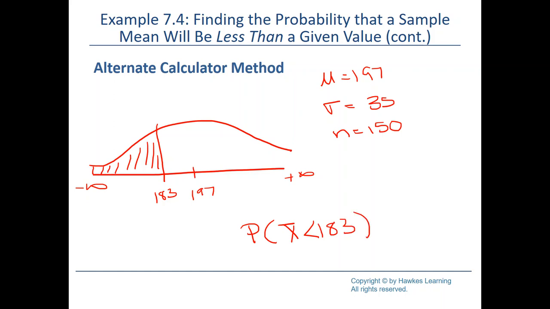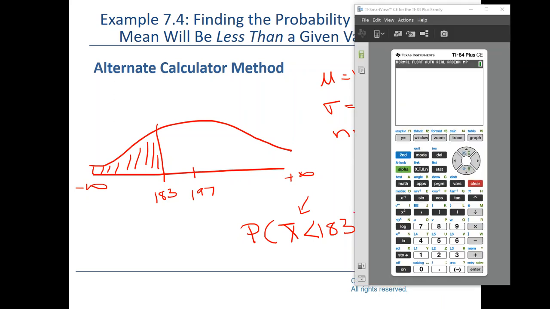Because I'm looking for this part right here, which is that X bar, not an X, just an X bar, when I use my calculator, let's pull up the calculator. Since we're looking for X bar here, it's still second vars and number 2 for that normal CDF. Here I'm going to have my negative infinity, so I'm going to say -1, and don't forget, that is second comma to get our E in there, 99, so there's my negative infinity. My next lower bound is going to be 183.